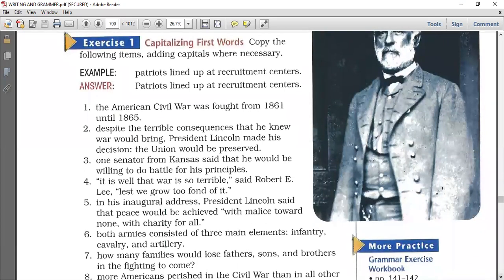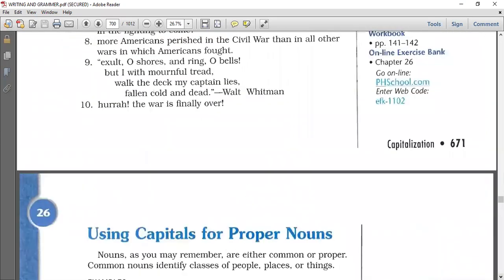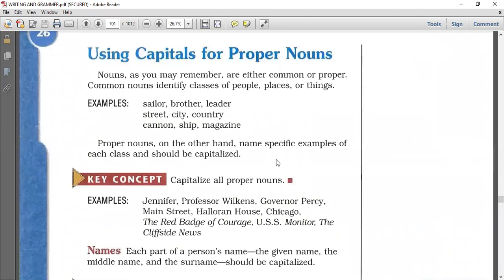Here we have an exercise. We're going to skip it. Let's move to the next point.